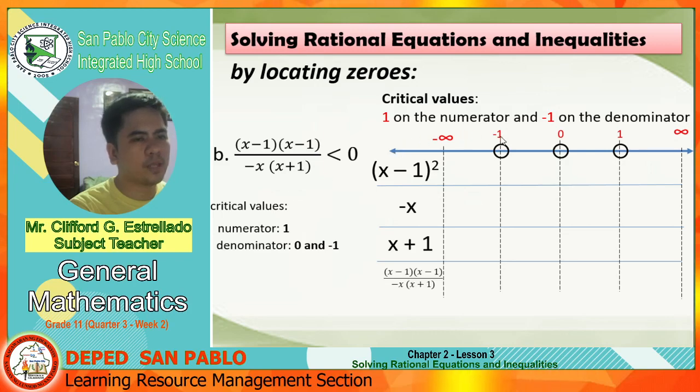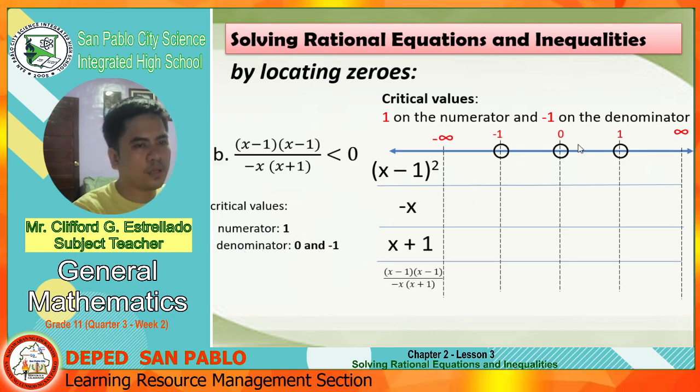Arrange that on our number line. We have negative 1, 0, and 1, with negative infinity and positive infinity. Okay, so our table of signs is now divided into 4 regions. x minus 1 times x minus 1 can be written as the quantity x minus 1 squared. So on our numerator we have 1 as the critical value, and in the denominator 0 and negative 1. Our denominator 0 and negative 1 cannot be the value of x.